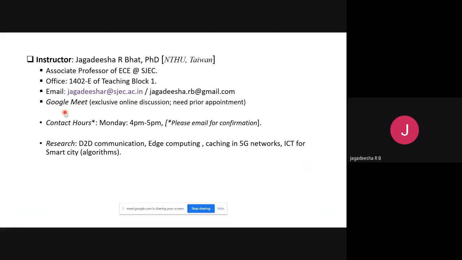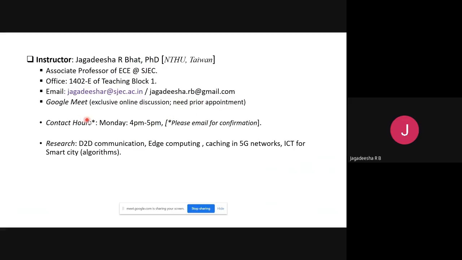Most of our classes, when we are online, will run through Google Meet. And if you have any questions beyond the live courses, at any time, regarding this course and you need more explanations exclusively, we can discuss using Google Meet. But please write to me beforehand so that I can get ready.